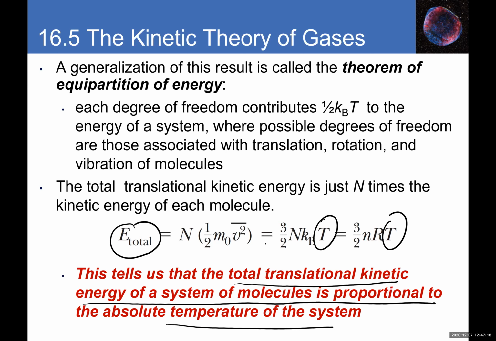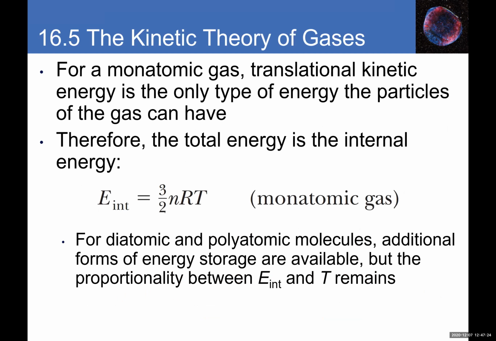For monatomic gases, translational kinetic energy is the only type of energy the particles of the gas can have. Therefore, the total energy is 3/2 nRT for a monatomic gas. For diatomic and polyatomic molecules, additional forms of energy are available, but the proportionality between E internal and T remains.